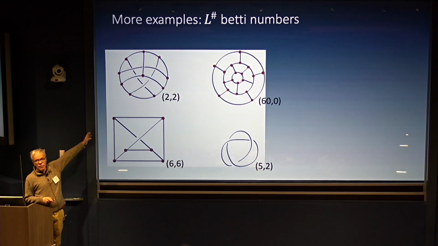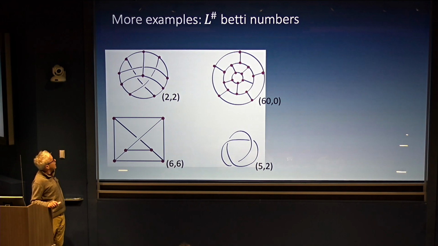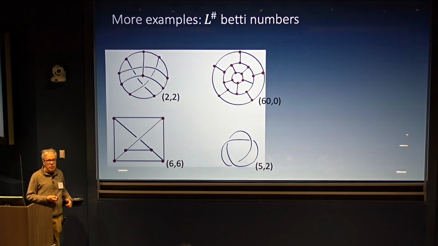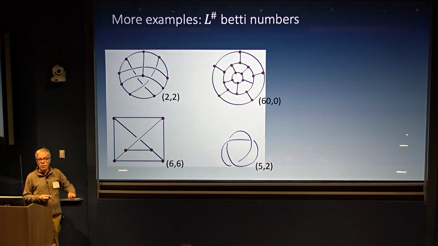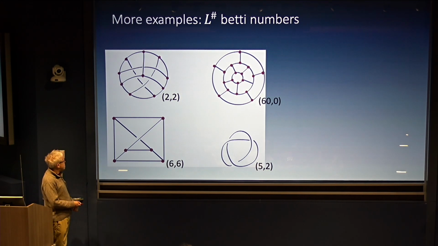More examples. That's an embedding of the Petersen graph at the top left there. For that particular spatial embedding of the Petersen graph, the homology has rank 4. Top right is the dodecahedron, one skeleton, it's dimension 60. This one in the bottom left is an embedding of the complete bipartite graph on 6 vertices, K33. With that embedding, the Betti numbers are 6 and 6. Bottom right is the trefoil knot, and the Betti numbers are 5 and 2. So these are the Z mod 2 Betti numbers of L-sharp.